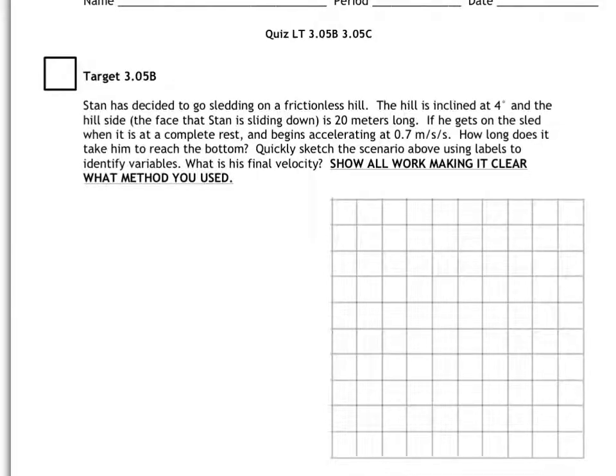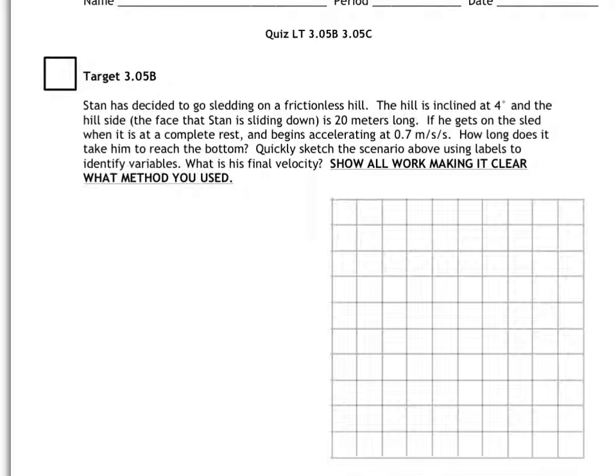So here's the video solution for the quiz on learning targets 3.05b and 3.05c. First, let's read the question. Stan has decided to go sledding on a frictionless hill. The hill is inclined at 4 degrees, and the hillside, the face that Stan is sliding down, is 20 meters long. If he gets on the sled at rest and begins accelerating at 0.7 meters per second, how long does it take him to reach the bottom?